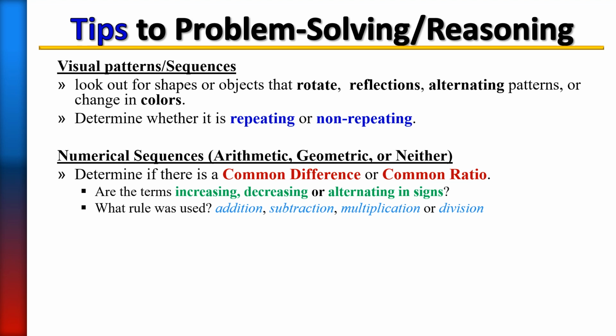Are the terms increasing, decreasing, or alternating in signs? What type of rule was probably used? Was it addition, subtraction, multiplication, or division? You want to look at all of those while you are trying to determine what's the next term in a sequence, or when you're thinking about it logically, you want to look at all of these different aspects.